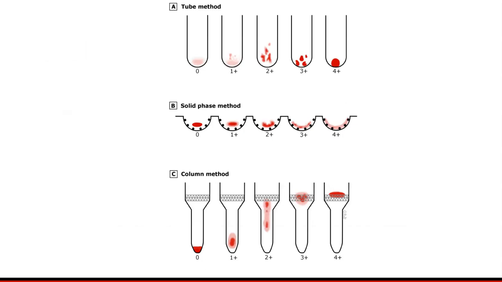So this illustrates the tube method 0 to 4+, the solid phase method 0 to 4+. Now remember, a solid button is a negative reaction in the solid phase method, and then in the gel, with the solid button at the bottom being negative and a solid button at the top being a 4+. You need to be able to interpret the reactions of these different methodologies.